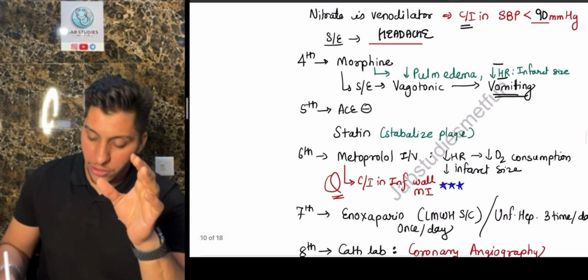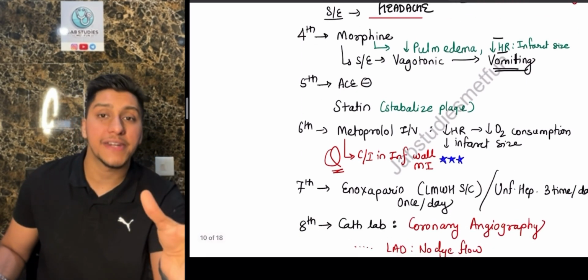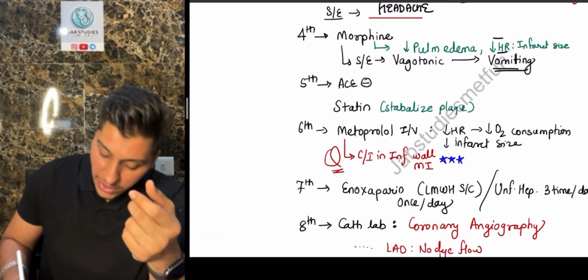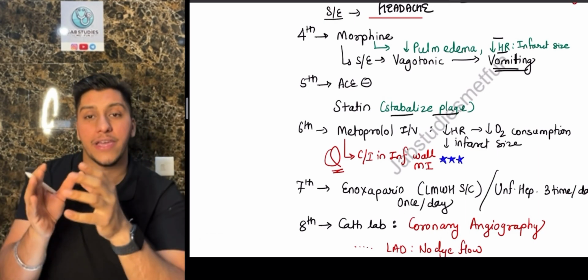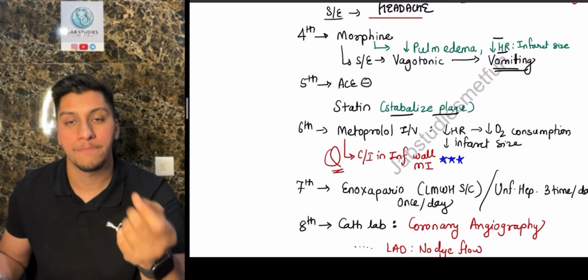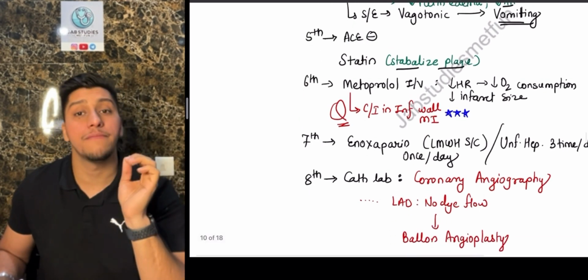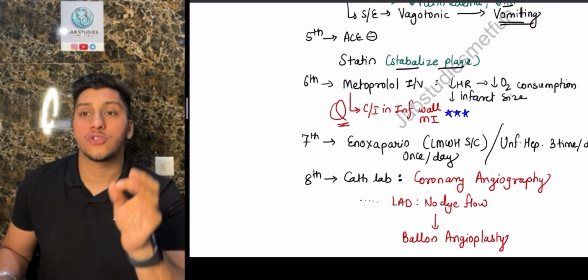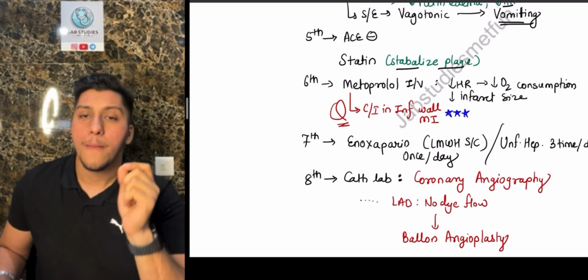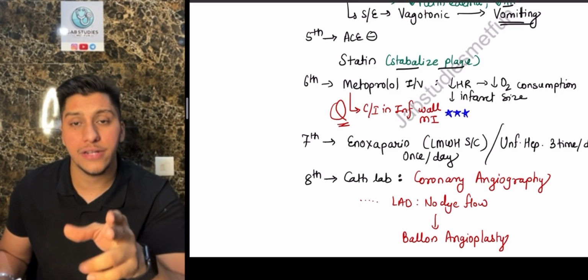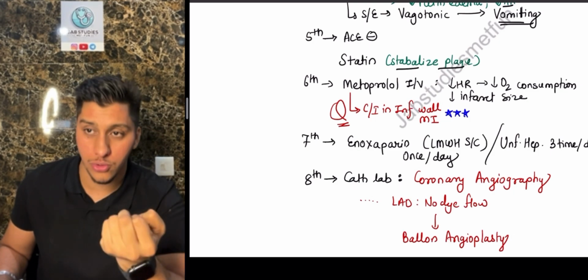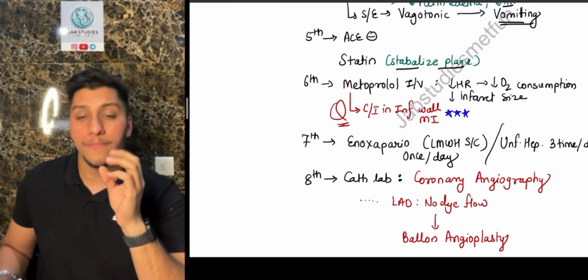A will be your ACE inhibitors, which can be given. Statins can be given. Why are we giving this? We are giving statins so that we stabilize the plaque and further degradation cannot take place. Okay. You will also give metoprolol. Metoprolol over here is going to be given IV. There are 2 reasons why. Metoprolol first of all decreases the heart rate so that the O2 consumption in the body reduces. Along with that, it reduces the infarct size.